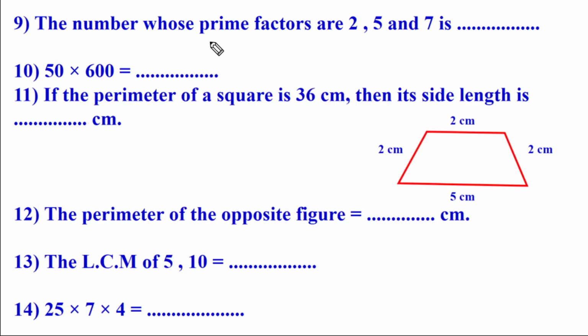Number 9, the number whose prime factors are 2, 5 and 7. To find this number, just multiply the 3 factors. 2 times 5 equals 10. 10 times 7 equals 70.